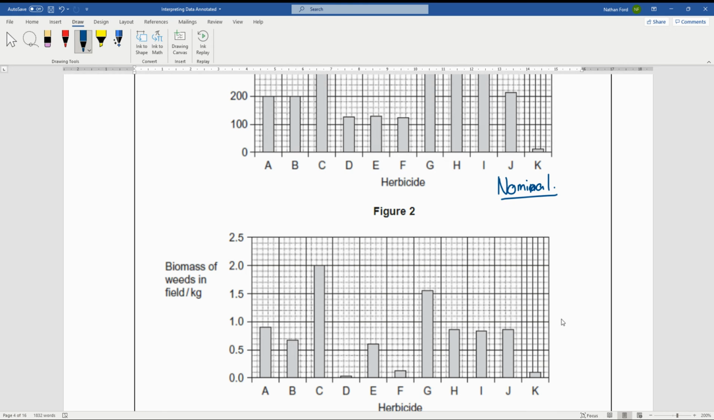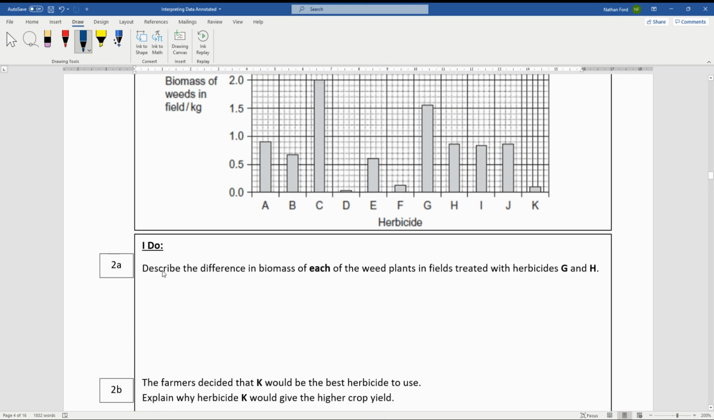So let's look at our question. Describe the differences in biomass of each of the weed plants in fields treated with herbicides G and H. So we're going to compare G and H, but we want to compare the biomass of each weed plant. Okay, so the weeds in these fields. So let's have a look.